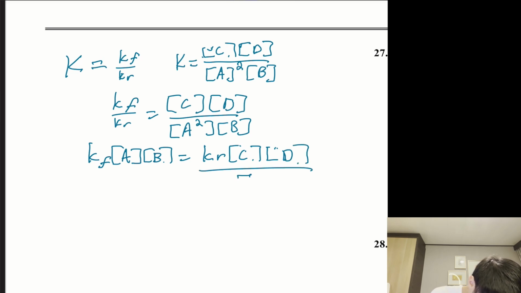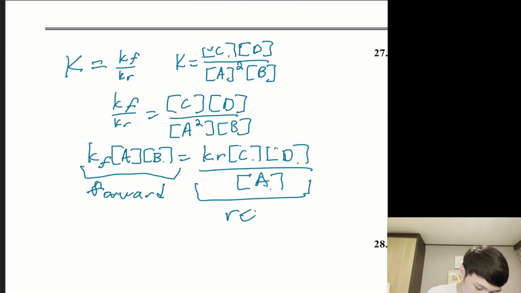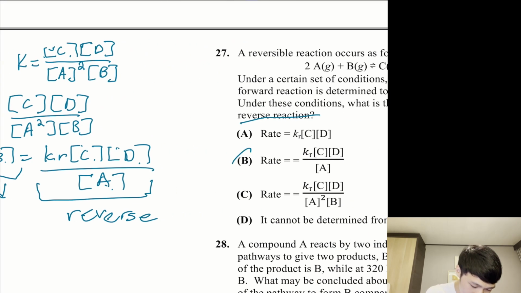divided by A. And we know that this is an equilibrium reaction, and when reactions are in equilibrium, the rate of the forward reaction, which is given to us right here, is going to equal the rate of the reverse reaction. So then we know that this is actually the rate law for the reverse reaction. And that matches with B.